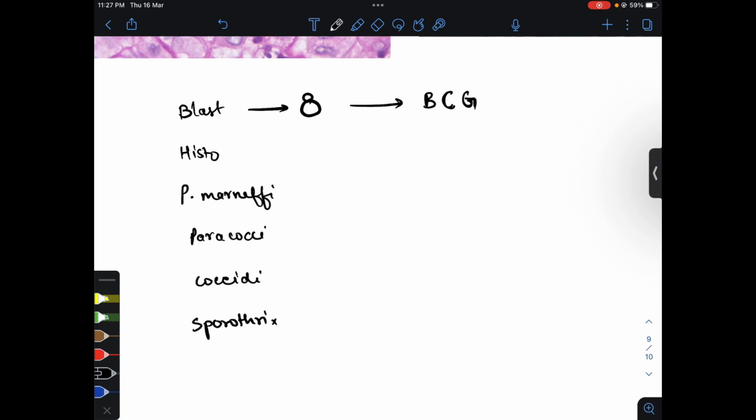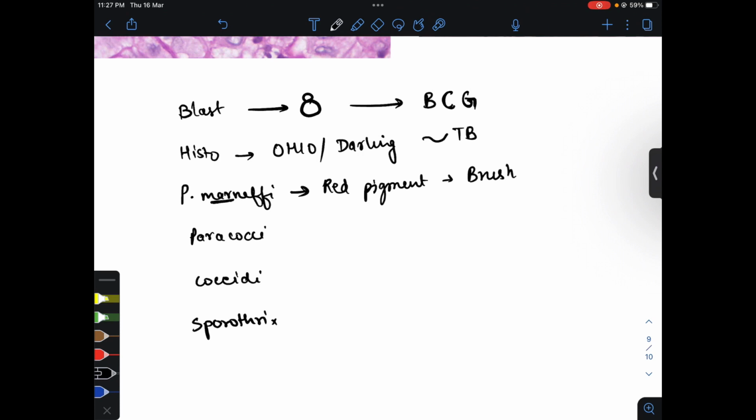Now histoplasmosis is also known as Ohio disease, or Darling disease, and its features resemble TB. Tuberculate macroconidia will be there, and it is capsulated also. In Penicillium marneffei, red pigment will be there. Also we see a brush or broom appearance in marneffei.